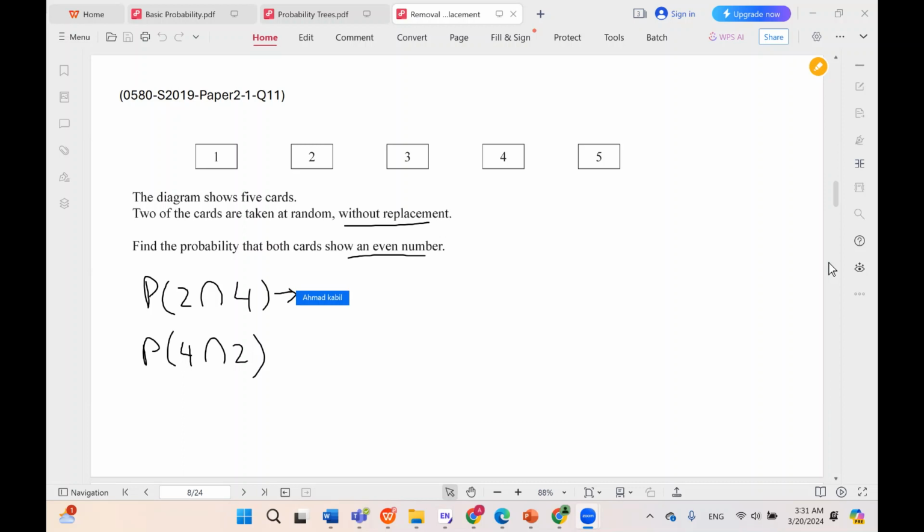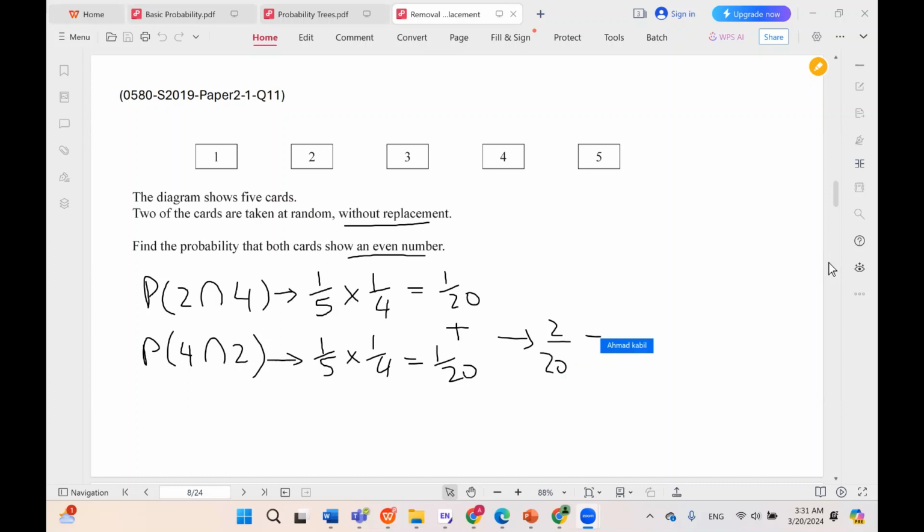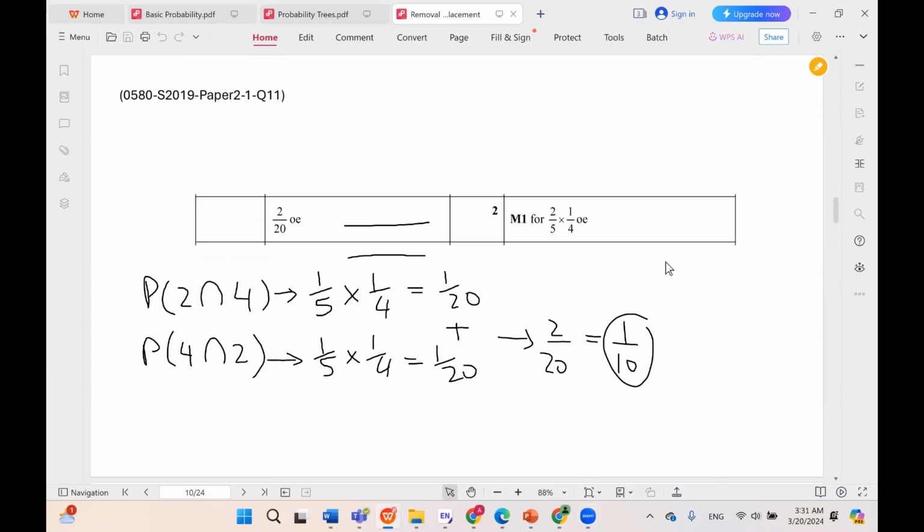So this would just be 1 over 5 times 1 over 4. And same thing here, 1 over 5 times 1 over 4. So this gives us 1 over 20. This gives us 1 over 20 as well. And we add them up. So we get 2 over 20 or 1 over 10 as a final answer. So 2 over 20 here is the correct answer. 1 over 10, of course, would also work.